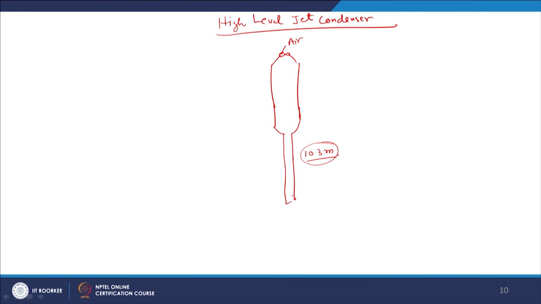Or 10.3 meters, if you can physically realize, it is the height of, let us say, a 10-storied building, not 10-storied, a 3-storied building. Because normally ceiling height is 10 feet or 3.3 something meters, so we can comfortably say 10.3 meters is the height of a 3-storied building. So this has to be ensured. Then there is a hot well here, right.